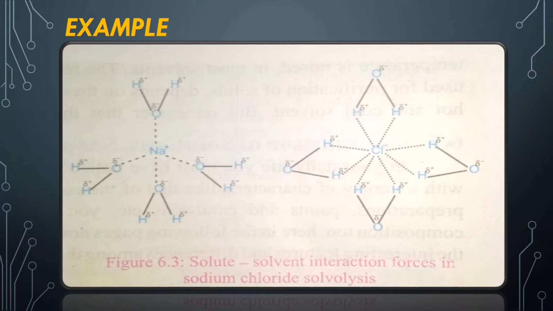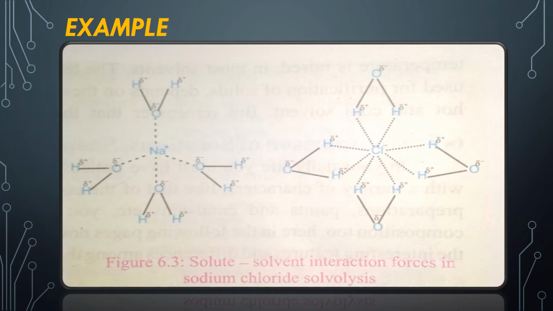If we look at the H2O molecules in water, we have two positive charges, two hydrogen atoms that have positive charges, here you can see, and in the same H2O the oxygen atom has negative charges, here you can see.